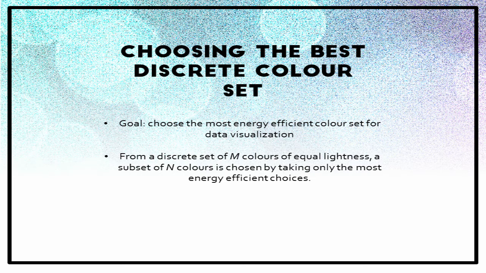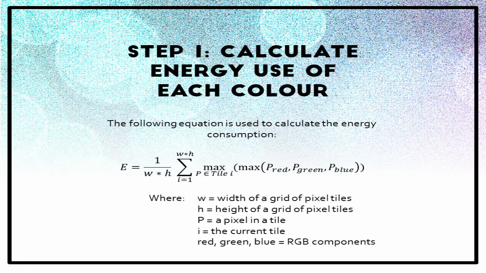The algorithm works by taking a discrete color palette of M colors of equal lightness, where lightness refers to the perceived brightness of a color rather than some mathematical representation of brightness. A subset N of colors is chosen by performing the following optimization technique.